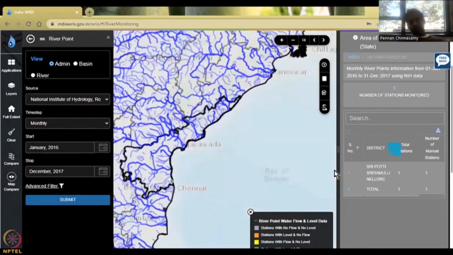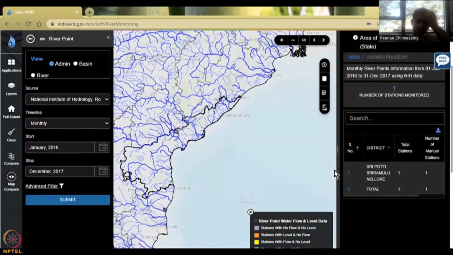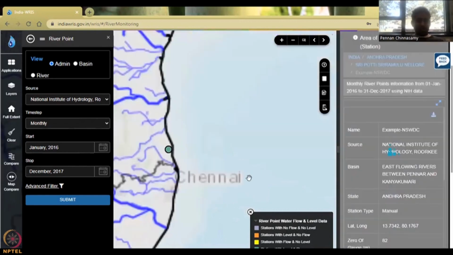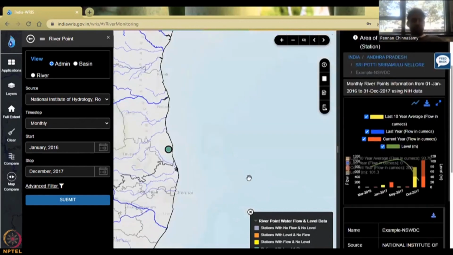I'm just going to click it. Whereas National Institute of Hydrology is located in Roorkee, not in Andhra Pradesh. And that is the station. So what does it say? The station has flow and level. Okay, so I'm just going to click it. It's an example data set. So they're trying to do an example. And this is how beautifully it comes out.